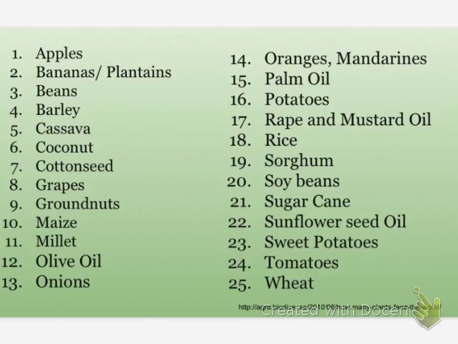Maize means corn. Millet is one that nobody mentioned. If you have a domestic bird at home, you might feed it millet, or if you put out bird seed. Olive oil, onions, oranges, palm oil, potatoes. Rape and mustard oil, that's what we know as canola oil in this country. So it's called rapeseed on a lot of the planet. Rice, of course, sorghum, soybeans, sugarcane, sunflower seed oil, sweet potatoes, tomatoes, and wheat. We will make some notes about some of these.